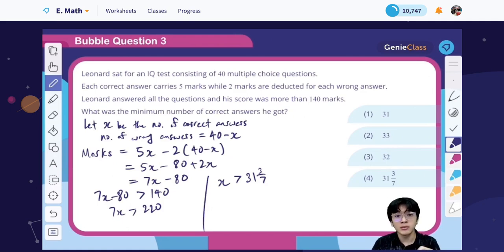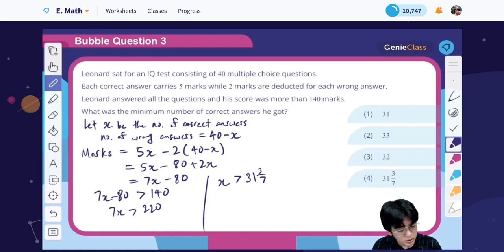But when it comes to inequalities, you have to make sure when you round off, the inequality still holds. If you round down, it's 31, right? But x has to be more than 31 and 3/7. So x cannot be 31. So you have to round up instead.